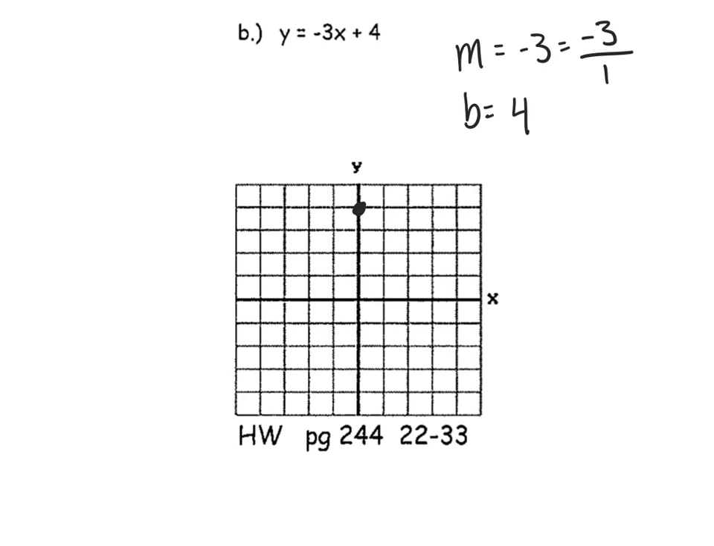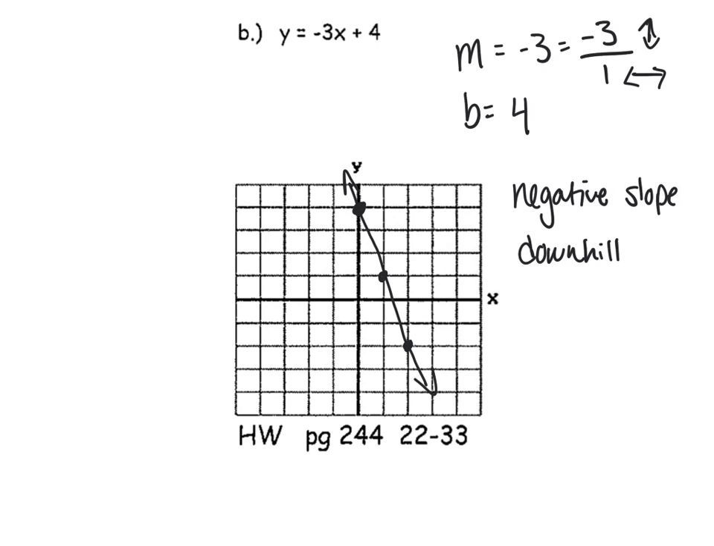Okay, now rise over run. So because this 3 is negative, am I going to go up 3 or down 3? Down 3. So down 3 spaces, 1, 2, 3, and then 1 to my right. And I just connect all those. Is this slope positive or negative? And is this graph uphill or downhill? Downhill. Okay. So negative slope is always going to have what kind of graph? Downhill. And a positive slope is always going to have? Uphill. Okay.